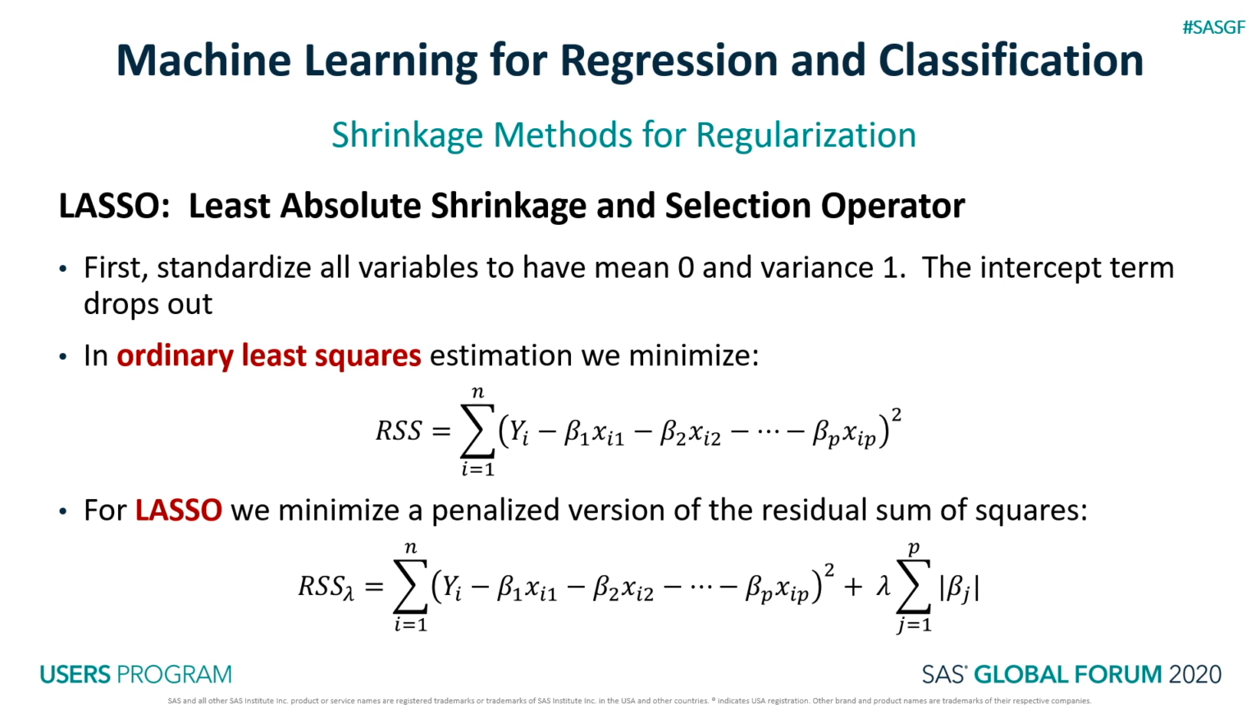So in some respects, it is very, very similar to ridge regression. Step 1, we standardize all the variables to have mean 0 and variance 1, and the intercept term drops out. As we said for ridge regression, in ordinary least squares, we minimize the residual sum of squares with respect to the unknown coefficients, beta 1 through beta p. For the LASSO, we minimize a penalized version of that residual sum of squares. It's lambda times the sum of the absolute values of the coefficients. Not the squares, but the absolute values of the coefficients.